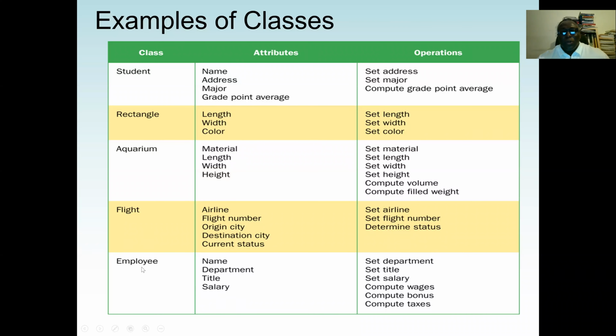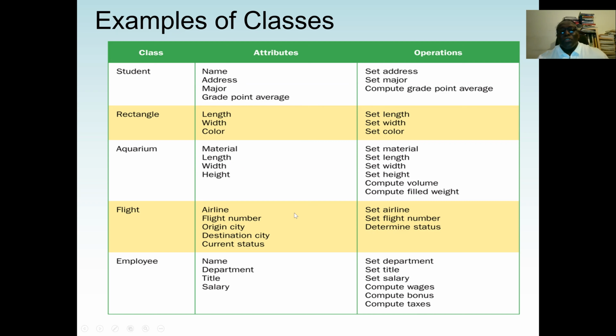And the last example will be employee. So an attribute of employee can be the name, department, title, salary. Then the operations of an employee, we can calculate the salary or compute the wages. If it has bonus, we can compute bonus. We can also compute the taxes the employee has to pay based on his wage. So again, these are just a few examples.